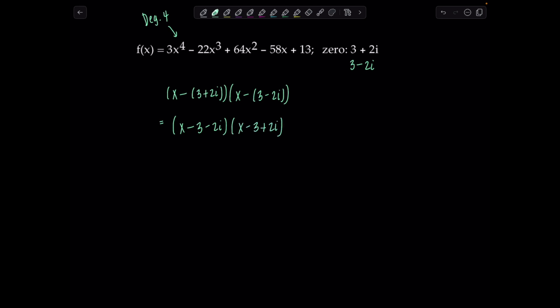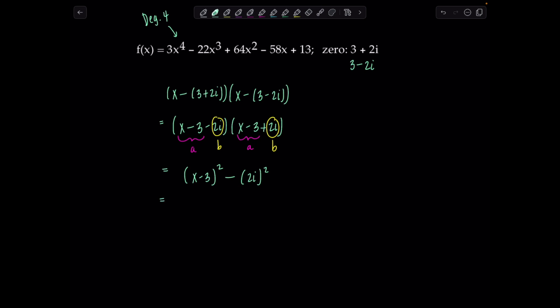And now I want you to think of x minus 3 as your a, and then 2i is b. Okay? So then you're going to have a squared minus b squared. So x minus 3 quantity squared minus 2i quantity squared. Did you get up to there okay? If you made it this far, be proud of yourself. High five. Okay. Now be careful.